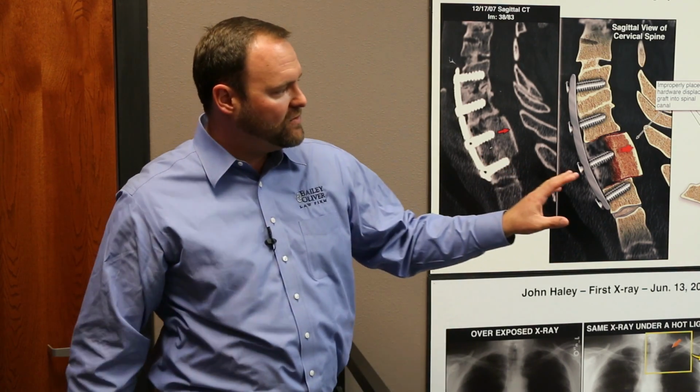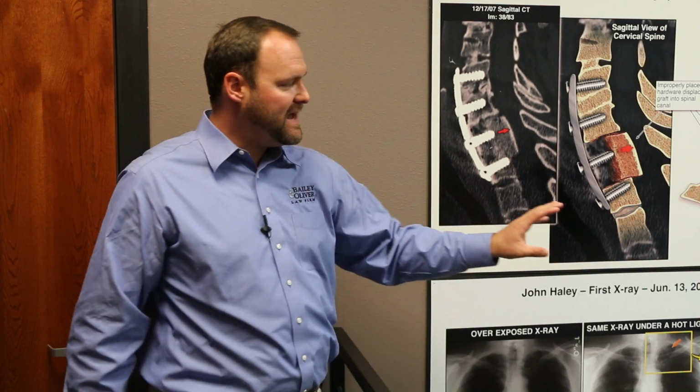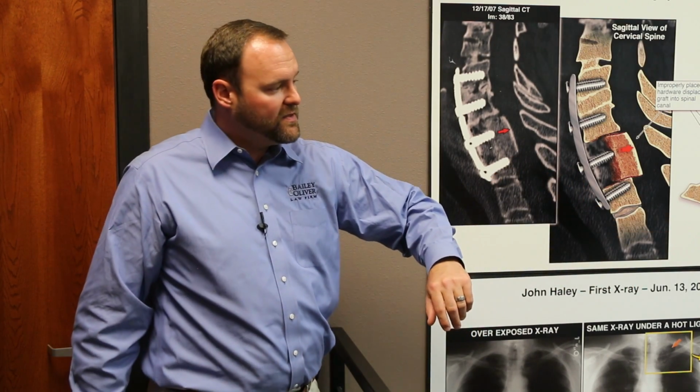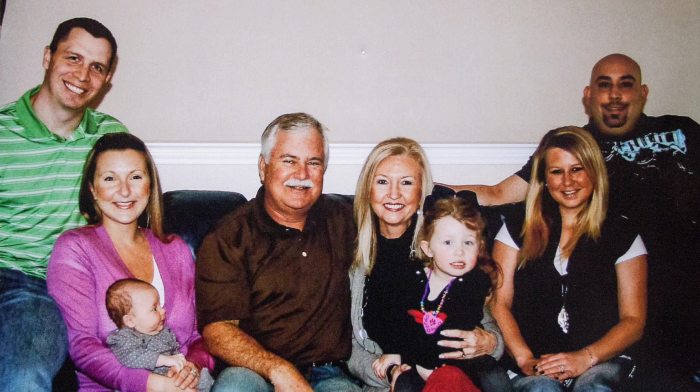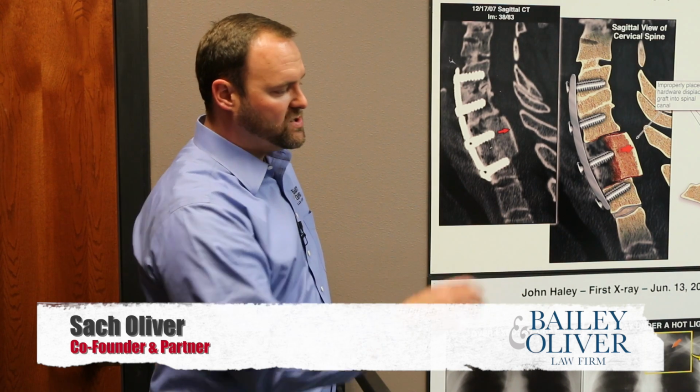And so we're able to show visually everything that happens till we get to the theme of this case, unsafe brakes equals recklessness. And we can show the case from liability, what the corporate defendants did wrong, causation, how the wrongdoings caused the harm, and then we finish with the damages. And you can see at the bottom we have pictures of this wonderful family, and then we're able to show visually all of the harms and losses that occurred as a result of this corporate negligence and corporate recklessness.